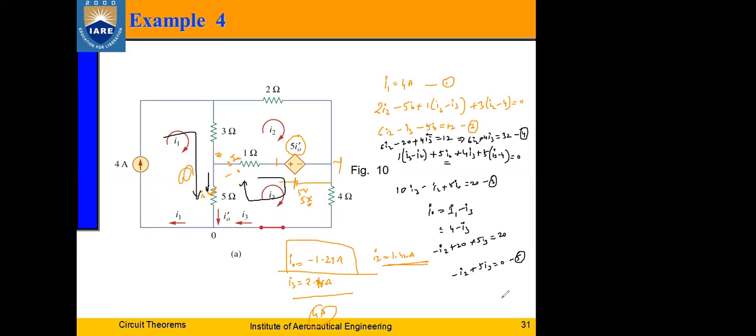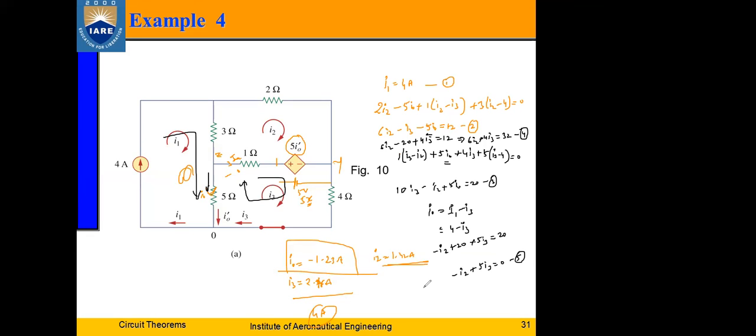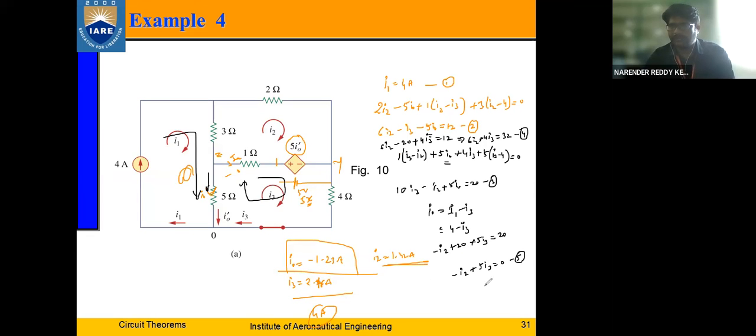Yes, sir. Okay, can you solve these two equations and get me the value for I2? Directly we can substitute the I2 value, that will also be fine. From this you can write I2 is equal to 5 times I3. Take this as equation 6 and substitute it in equation 4. So 6 into 5I3 plus 4I3 is equal to 32. So 30I3 plus 4I3 is equal to 32.